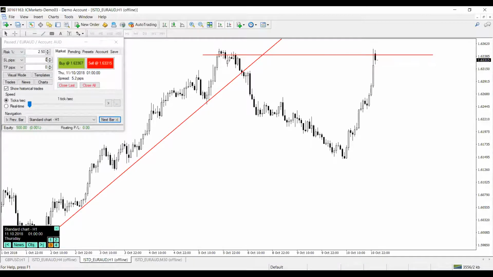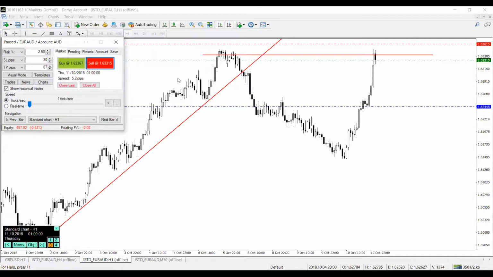Okay, so stop loss is 30 pips. And what about our take profit, 3 to 1? 87. Okay, that's it. I can click sell now. Yeah, that's correct. Okay, perfect. Now just hold on a second.